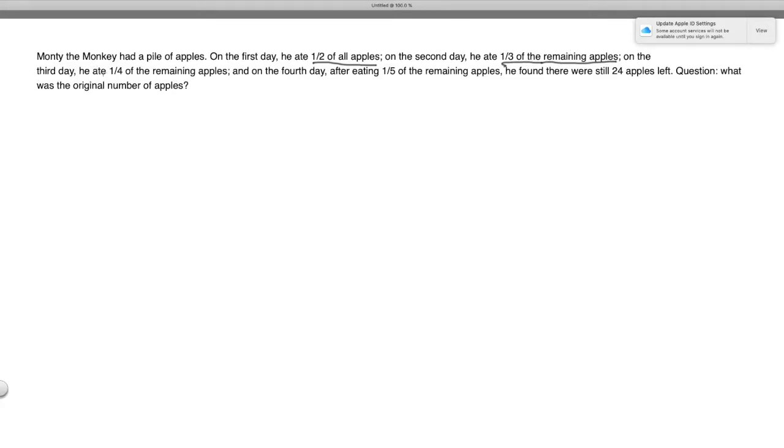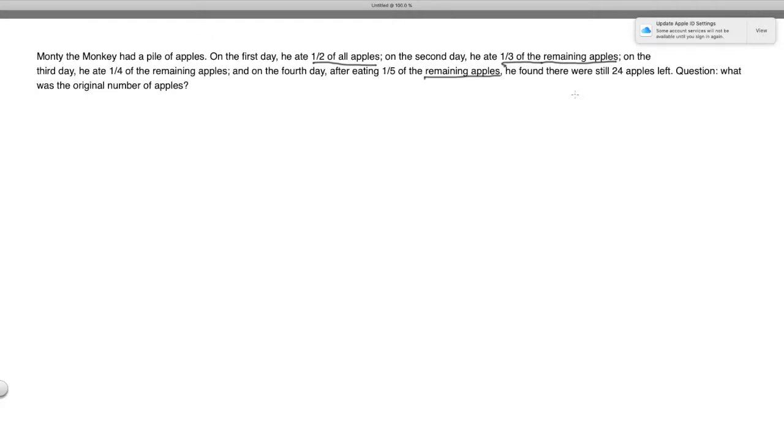On the third day, he ate 1/4 of the remaining apples. And on the fourth day, after eating 1/5 of the remaining apples, again, pay attention, this remaining now is after the first 3 days. That's the remaining apples. He ate 1/5. He found there were still 24 apples left. Question: what was the original number of apples?